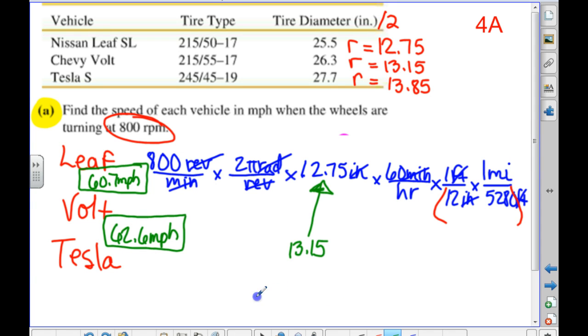And the Tesla gets a radius of 13.85. 65.9, anybody?